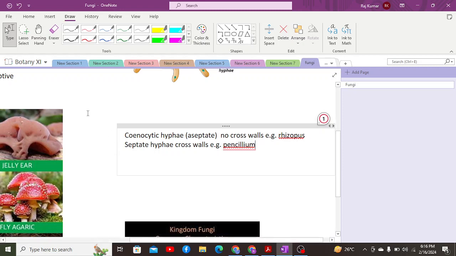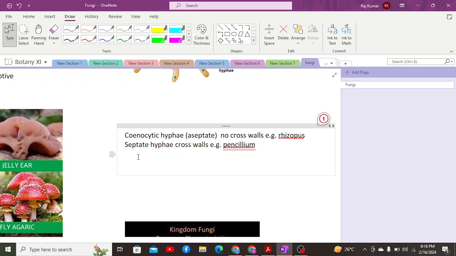There are four major groups in which the fungi are divided. Number one is Zygomycota, also known as conjugating fungi. Number two is Basidiomycota, also known as club fungi. Ascomycota, known as the sac fungi. And no, Basidiomycota is the club fungi and Ascomycota is the sac fungi, right? And then Deuteromycota, the fungi imperfecti.